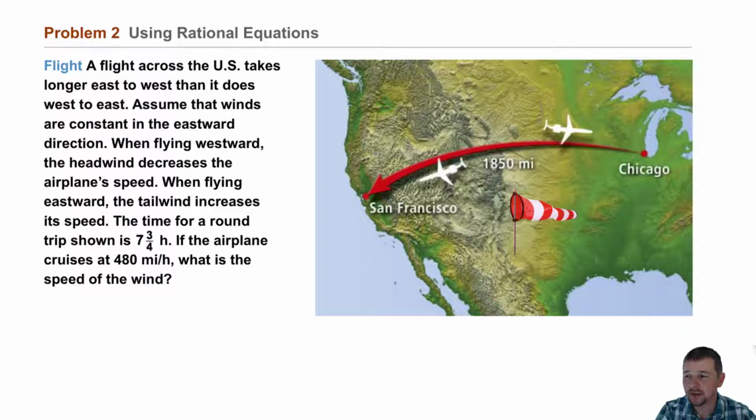When flying westward, the headwind decreases the airplane's speed. When flying eastward, the tailwind increases its speed. The time for a round trip shown is 7 3/4 hours. If the airplane cruises at 480 miles per hour, what is the speed of the wind?